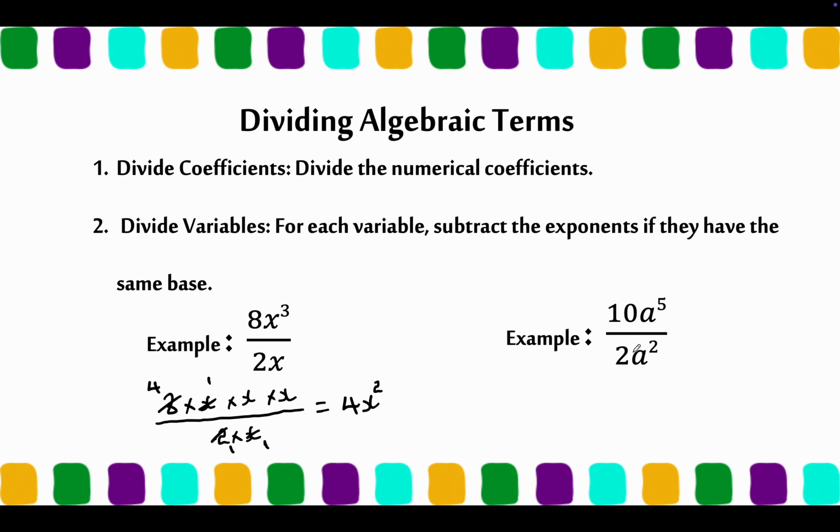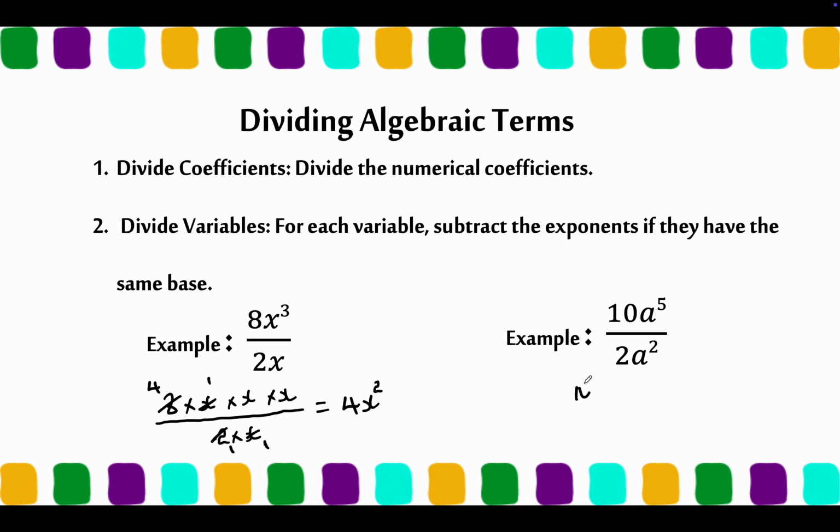Alright? Now for this one, it has 10a to the 5th power divided by 2 times a to the 2nd power. Now once we're dividing and the bases of the exponents are the same, we can subtract the exponents. So when we're multiplying, once they're the same, we can add the exponents. Once we are dividing, we can subtract the exponents. Or we can write it out as we have been doing before.